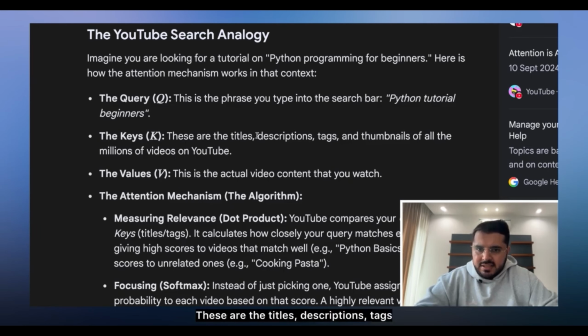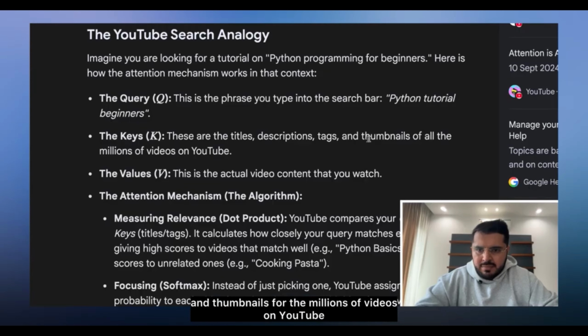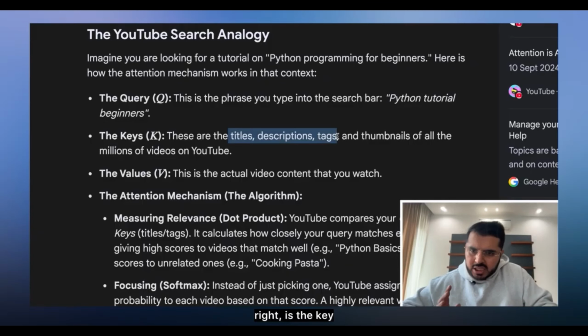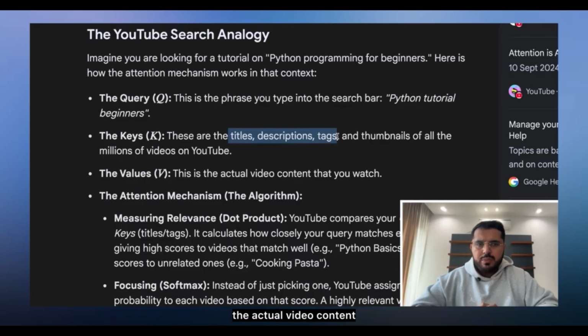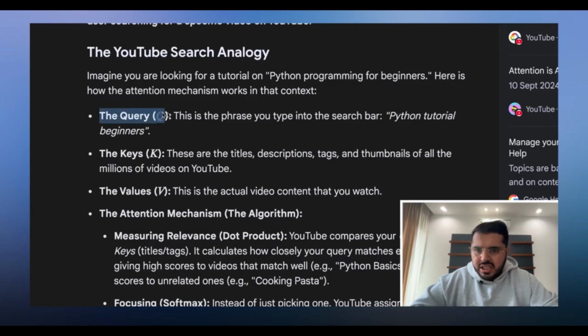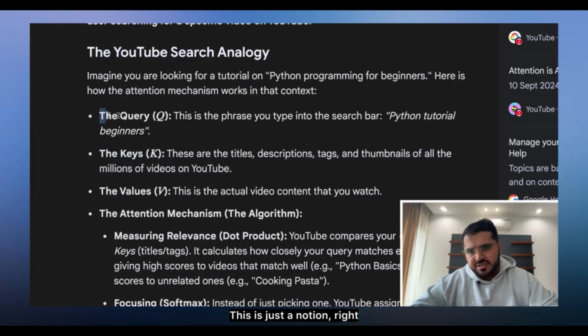These are the titles, descriptions, tags, and thumbnails for the millions of videos on YouTube. All the metadata that describes a video uniquely, right, is the key. Now, the actual video content, that is your MP4 file, let's say, is your value, right? So the attention mechanism is using these three paradigms: query, key, and value. Now, this is just an idea, this is just a notion, right?